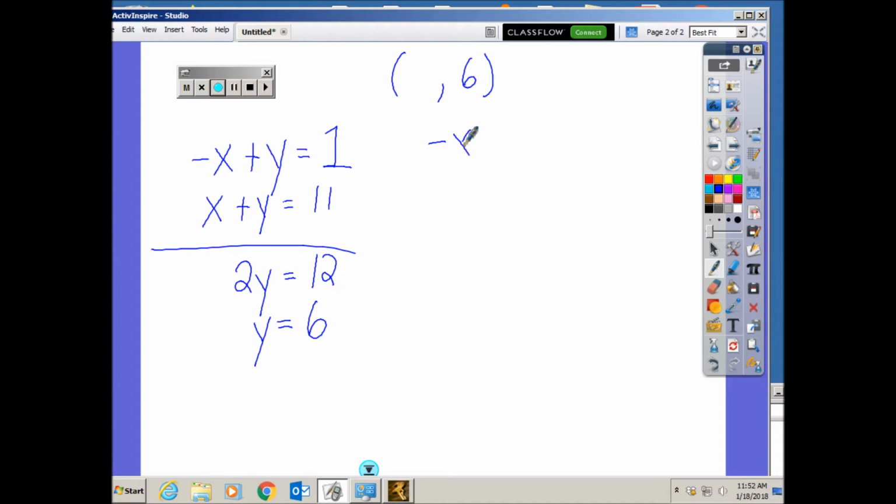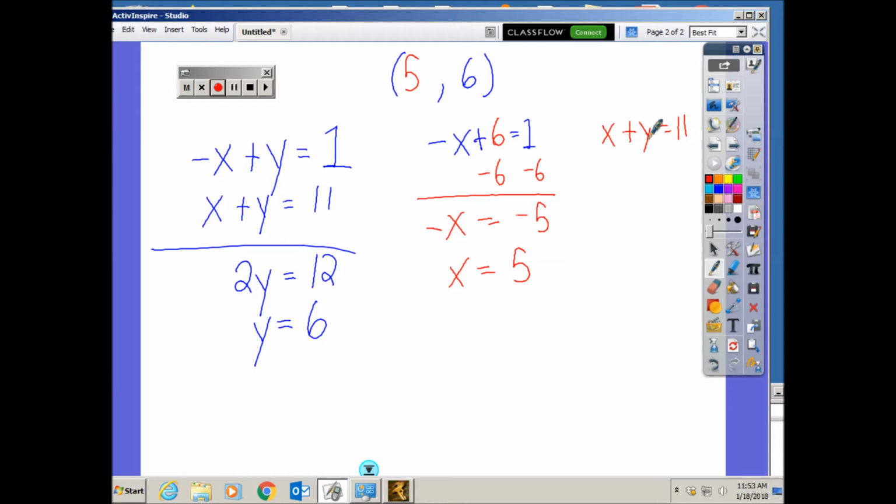So I'm going to take the original first equation, which was negative x plus y equals 1. I erase the y. Let me get a smaller eraser. And I plug in 6. I subtract 6 from both sides. 1 minus 6 is negative 5. If negative x equals negative 5, then x equals 5. And I can check it in my original second equation. 5 plus 6 equals 11. It checks.